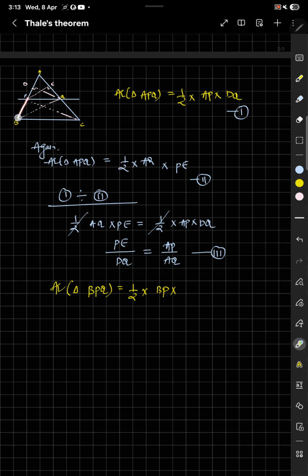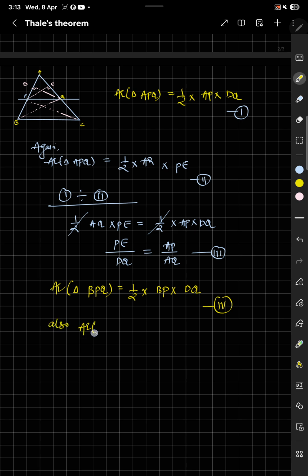You may wonder where its height will come from, right? If you have to find its area, this is the base and this is the height. So here we have BP into DQ. Okay, name this as 4.